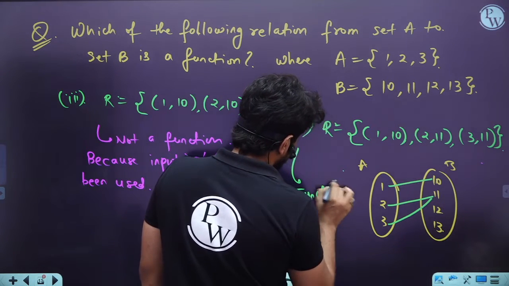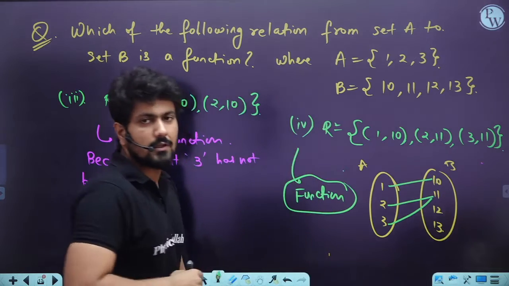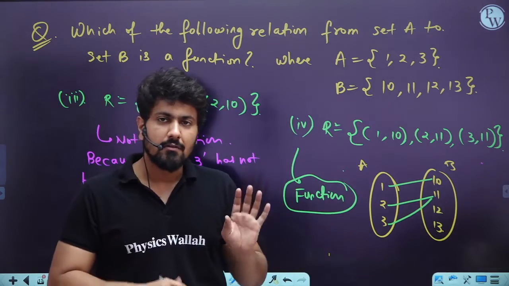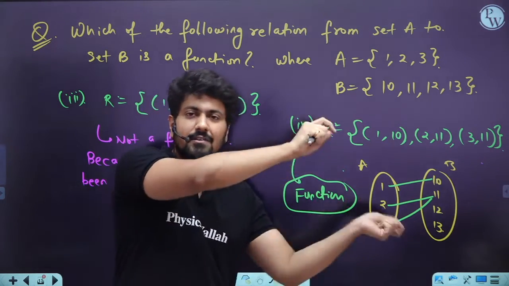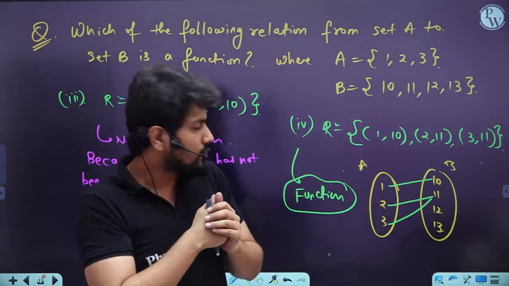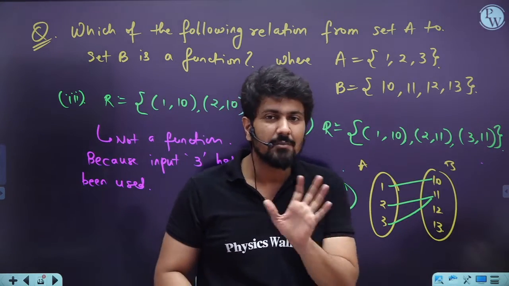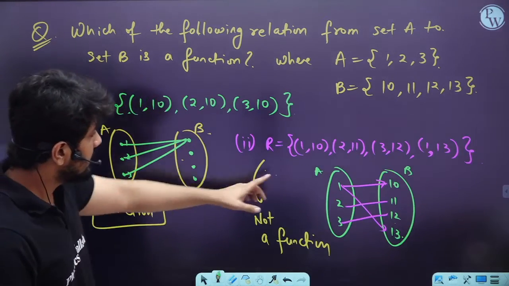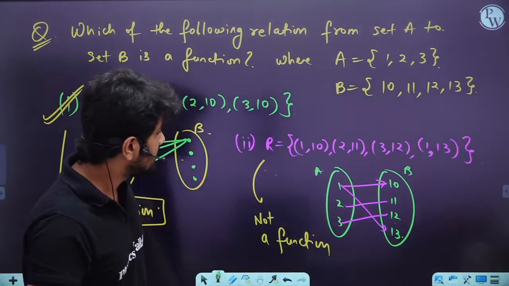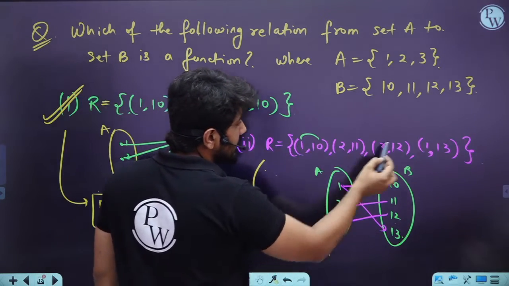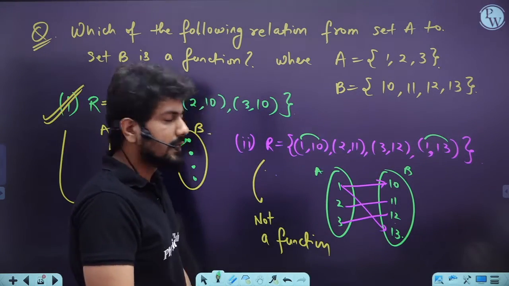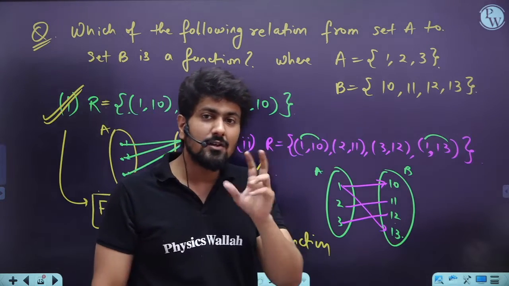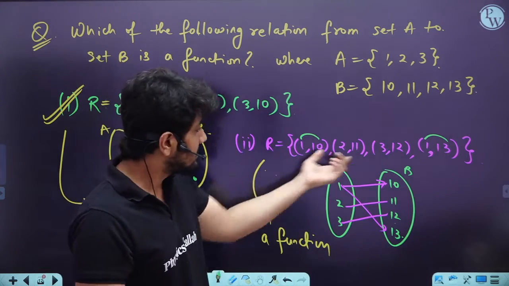Because it is satisfying both the rules. All the inputs are working. We are not getting divergent answers, right? It's not happening that at one single input we are getting multiple answers. This is not happening over here like in the previous question. What happened in that question? 1 is related to 10, 1 is also related to 13. At one input we are getting two different outputs, so this is not a function.